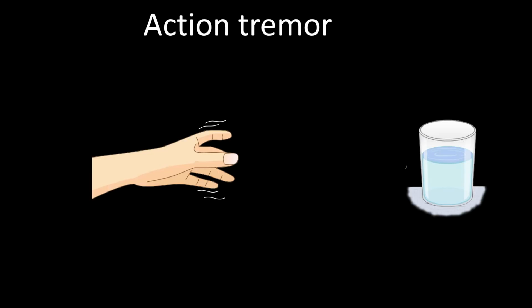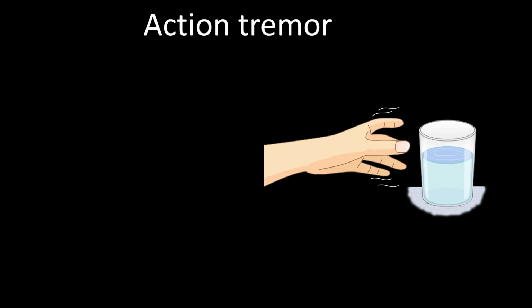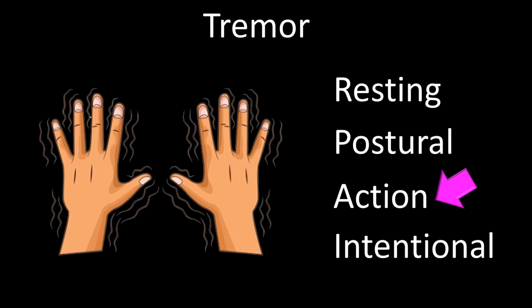In this figure, the number of lines by the index and little finger indicate the degree of tremor. In this frame, the hand is far from the target. Tremor is moderate. In this frame, when the arm is closer to the target, the degree of tremor remains the same. This finding is characteristic of action tremor. After action tremor, we're going to talk about intentional tremor.